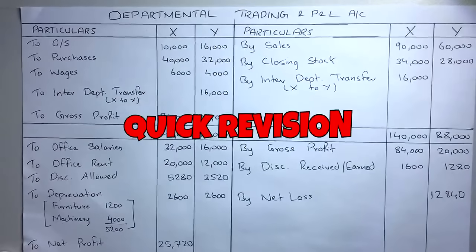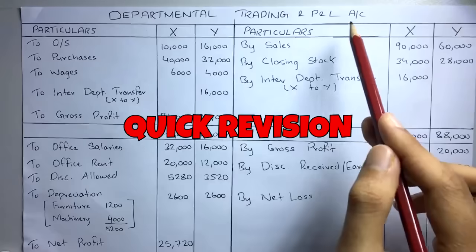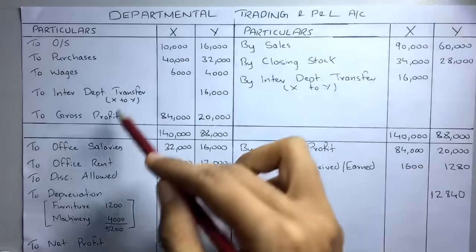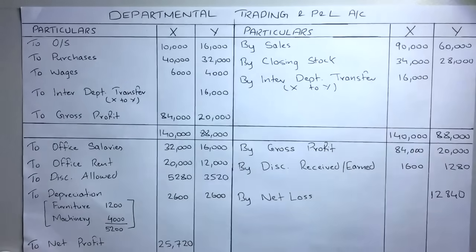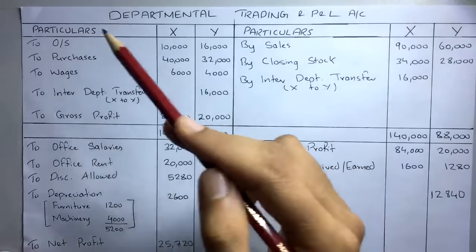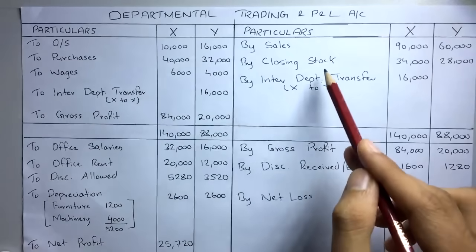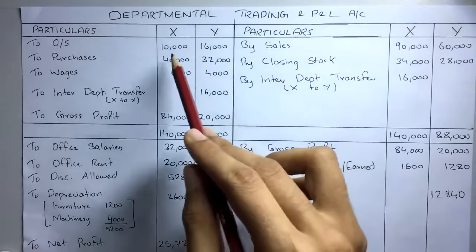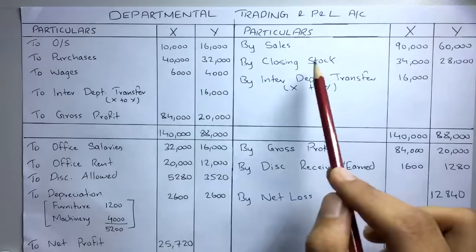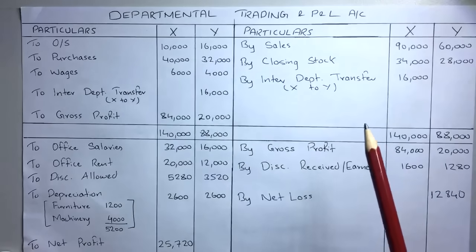Now let's do a quick revision of this departmental trading and P&L account. Now how did we prepare it? Simple. We debited all the expenses and we credited all the incomes. The first thing that we did was we debited the opening stock. Now we know always opening stock is debited and the closing stock is credited, right? So the opening stock and the closing stock were given, separate figures were given. So 10,000, 16,000, the closing stock 34,000 and 28,000.